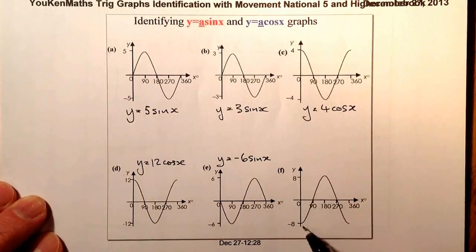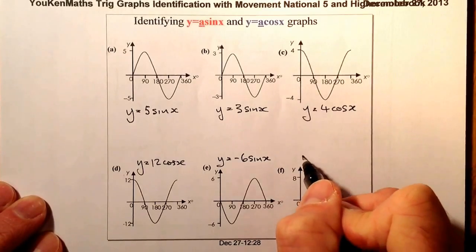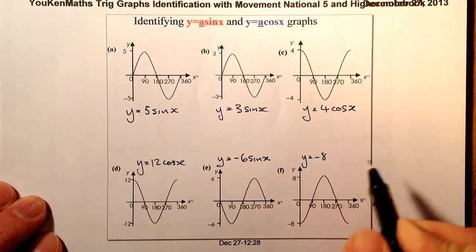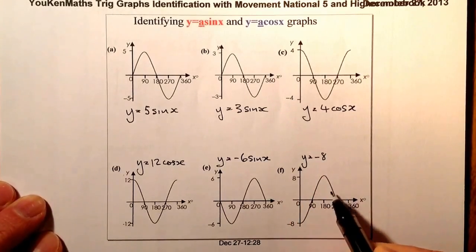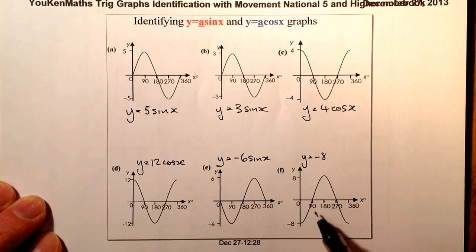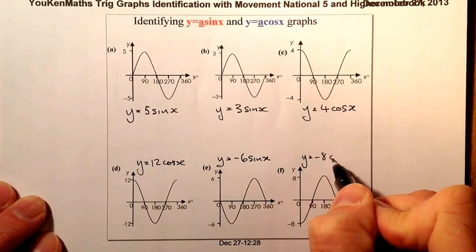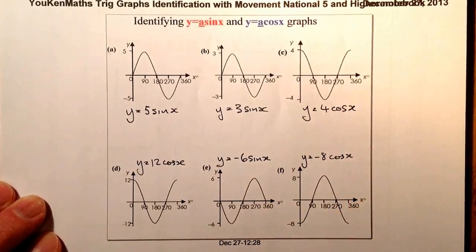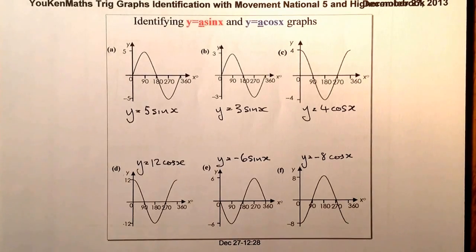It's going up to 8 and minus 8. So what I'm starting with is y is equal to minus 8 because it's a cosine graph that's starting going up instead of down. Cosine x. Okay, so that's the first 6 that we've done there.